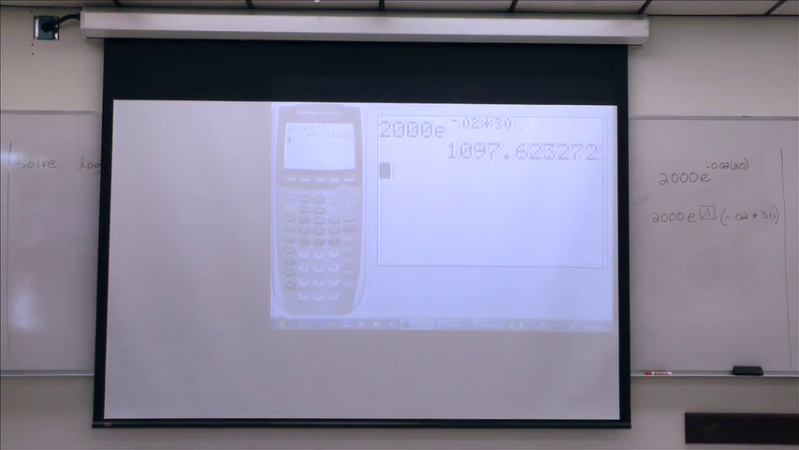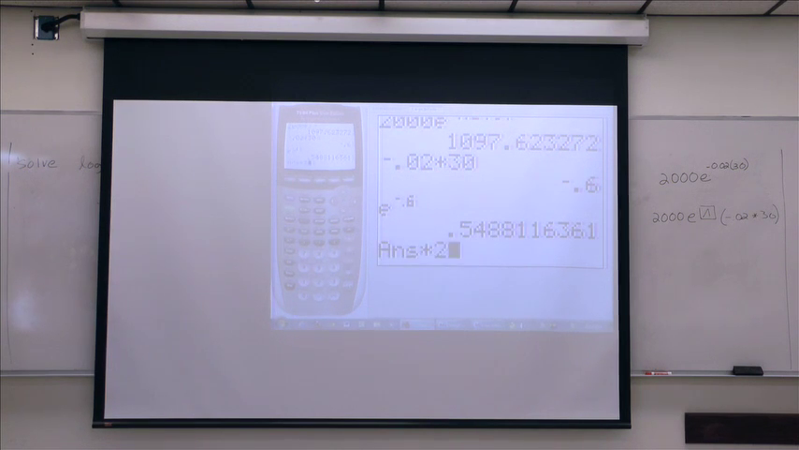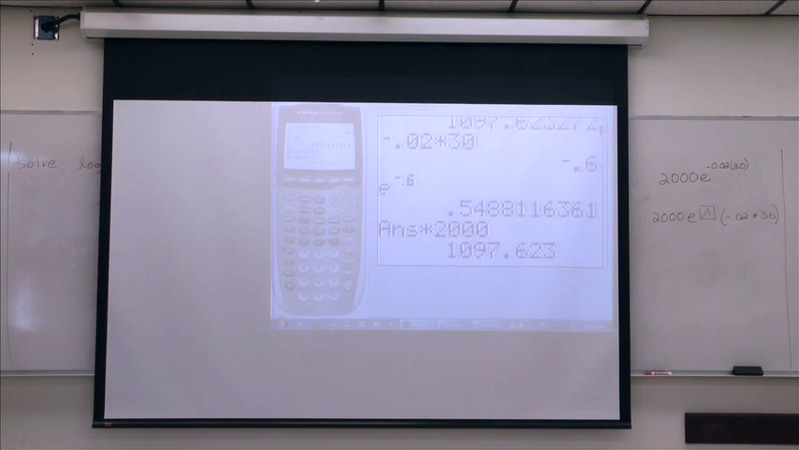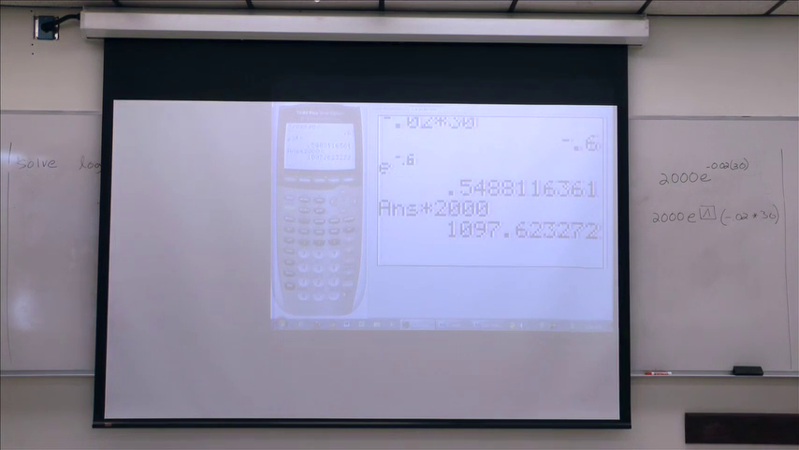Okay? If you've got a regular scientific calculator, then you're going to work out the exponent first, then do e to that power, and then multiply by 2000. So you do the negative 0.02 times 30. You get negative 0.6. Then you do e to the negative 0.6, and then you multiply that by 2,000. And you get the same answer.